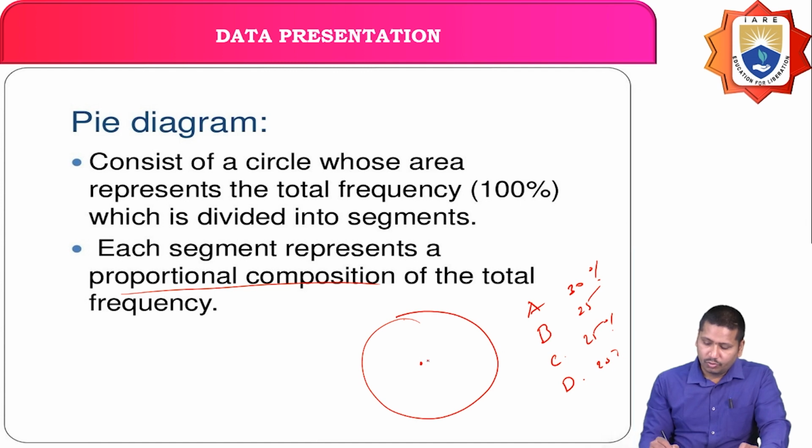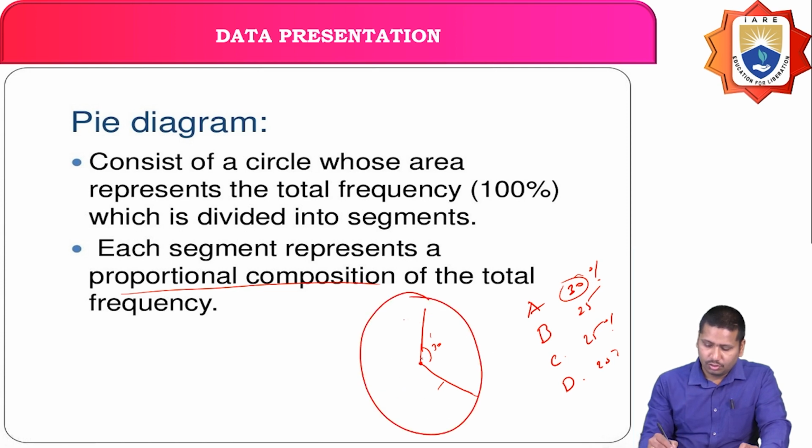So for A, I'm representing 30%, so the angle should be for 30, and this should be 25, and this is 25. So let it be 30 here, and 25, 25, and this should be 20.